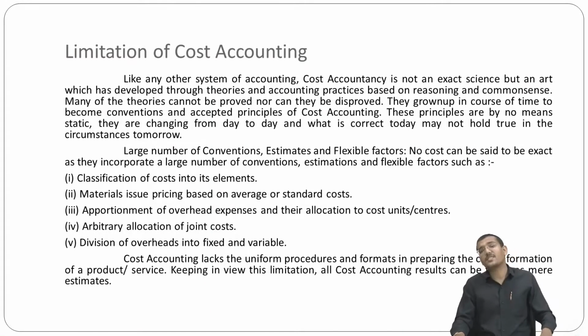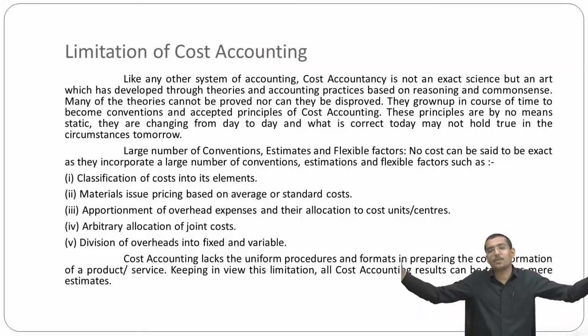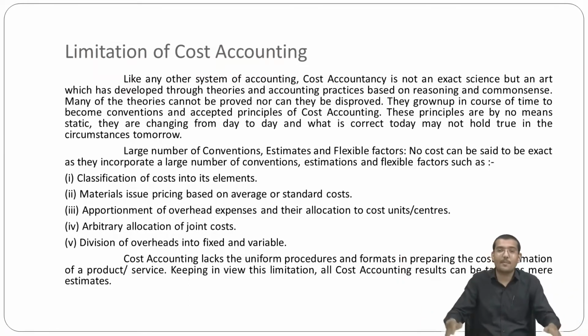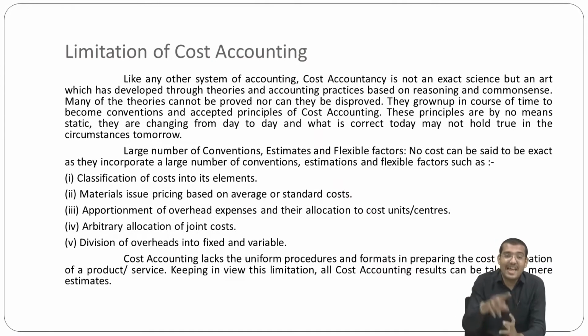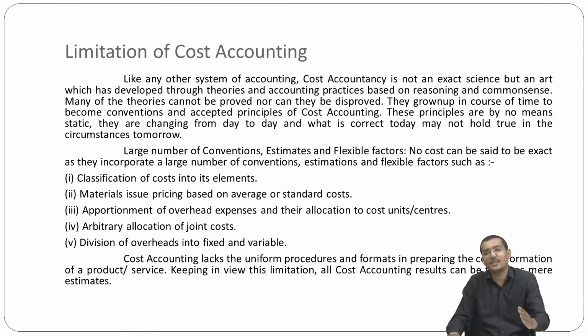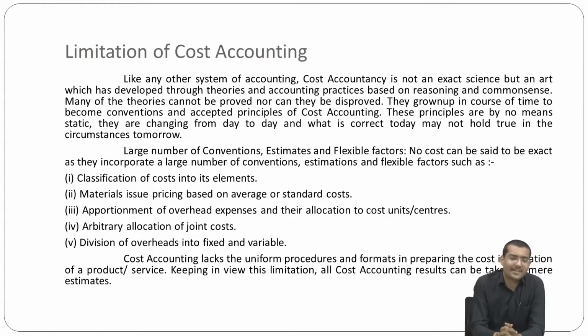So it creates some limitations over there. With a large number of convention, estimation and flexible factors, no cost can be said to be exact, as they incorporate a large number of convention, estimation and flexible factors. And with that, we first define the classification of cost into its elements.